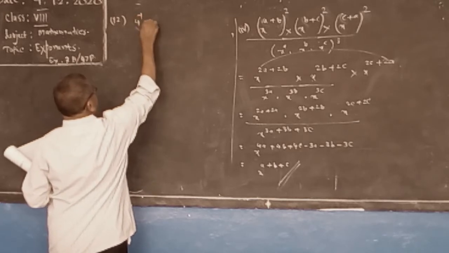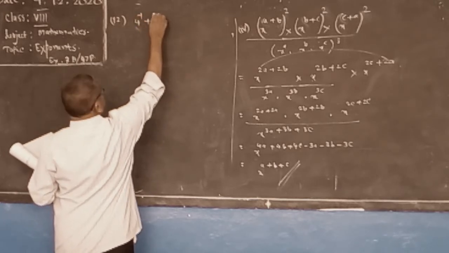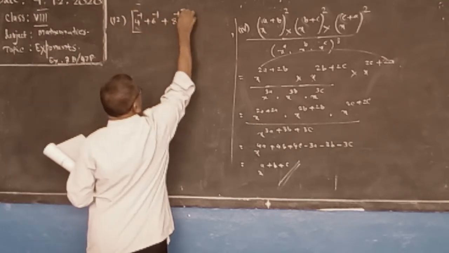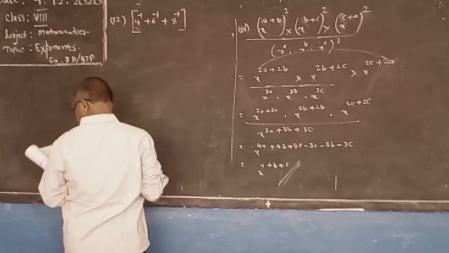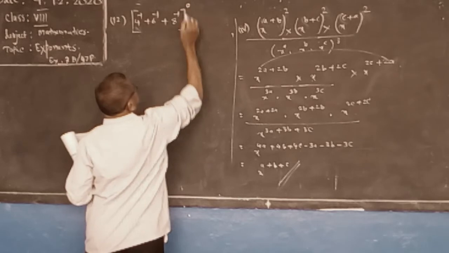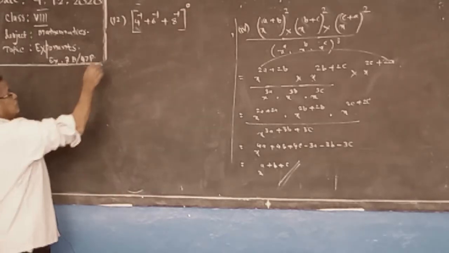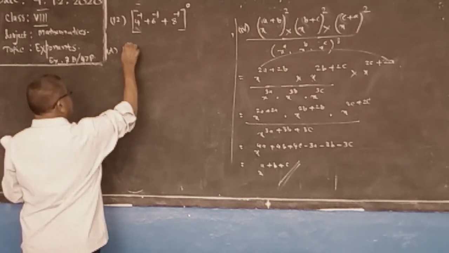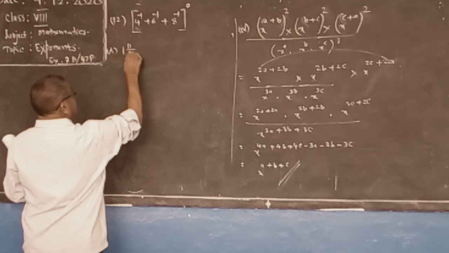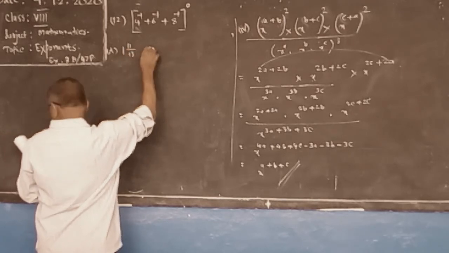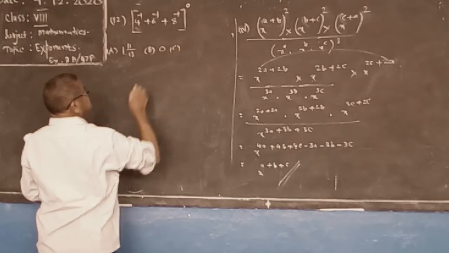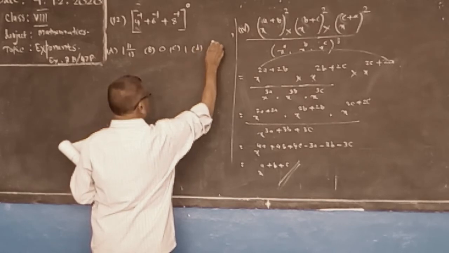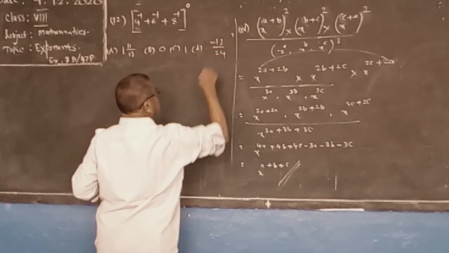4 power minus 1 plus 6 power minus 1 plus 8 power minus 1, bracket, power 0, equal to? Options: A 8, B 1 by 3, C 1, D minus 13 by 24.